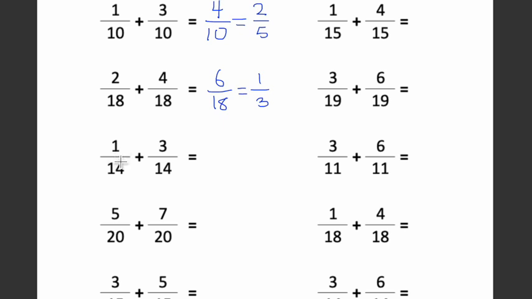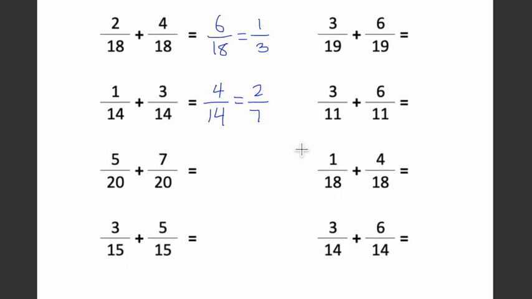Next problem, we have 1/14 plus 3/14. 1 plus 3 is 4, and we have a denominator of 14. Now to simplify this, we can divide both sides by 2. So 4 divided by 2 is 2, and 14 divided by 2 is 7. So our answer is 2/7.